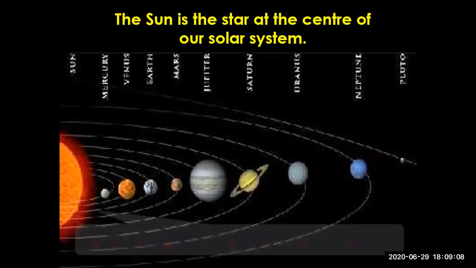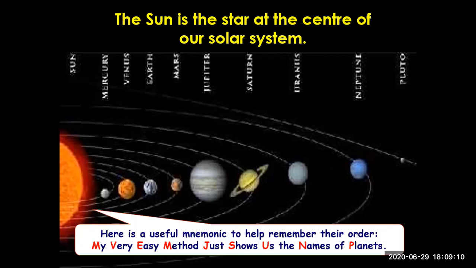So here is a very simple and useful mnemonic to help remember their order. My Very Easy Method Just Shows Us the Names of planets. Very easy and simple.